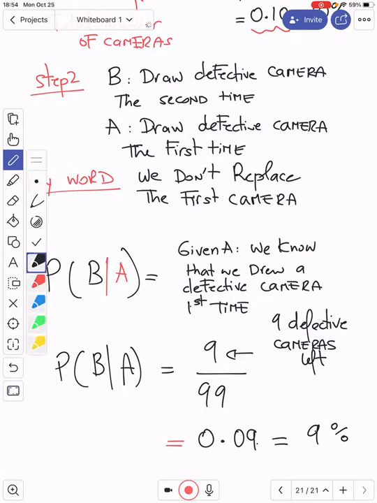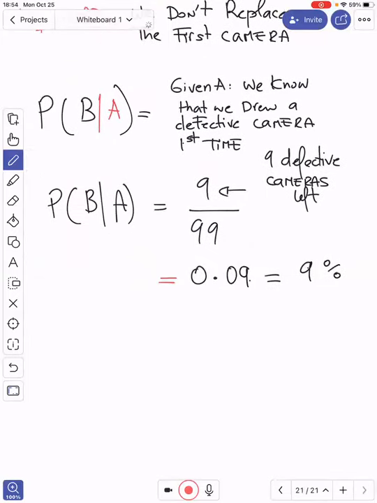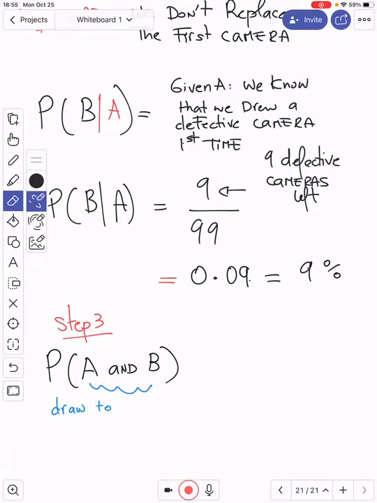Now we can compute the probability of A and B. This is the last step, step three. The probability of A and B. Again, A and B means that you draw a defective camera the first time and a defective camera the second time. So this event A and B means you're going to draw two defective cameras.